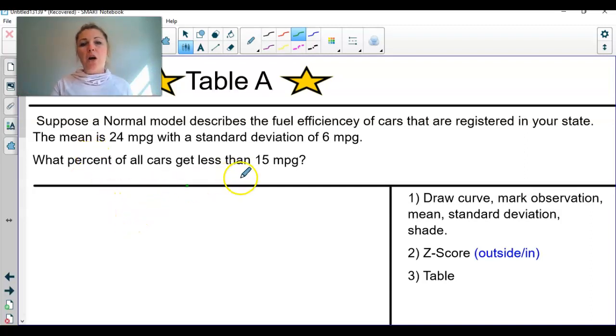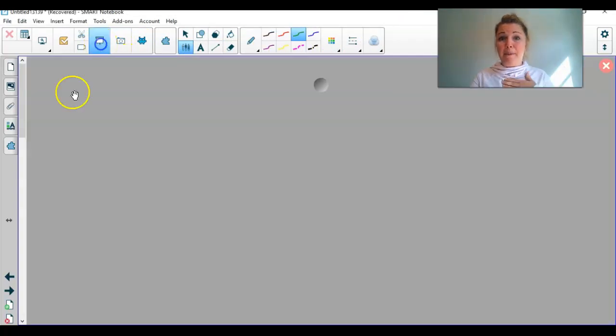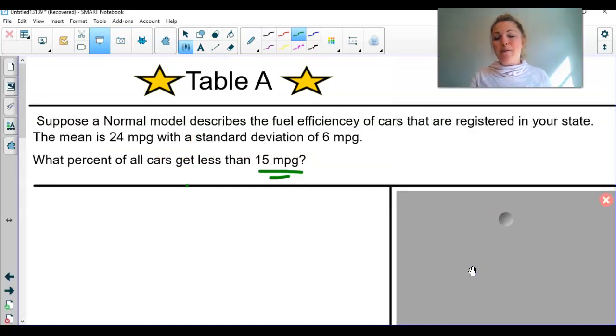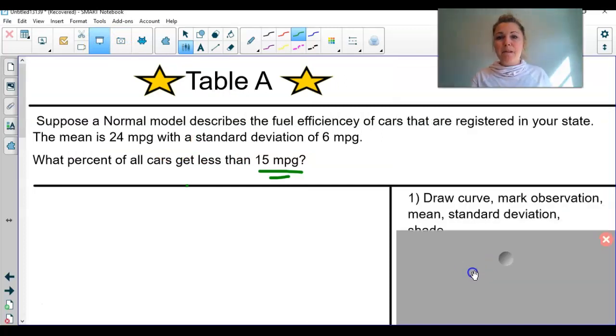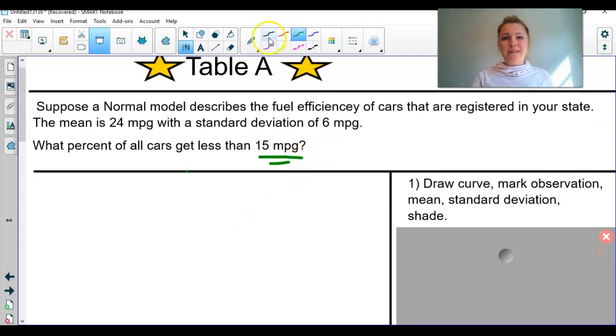What percent of all cars get less than 15 miles per gallon? When you see this, there is a certain step-by-step process that I do want you to follow. So if you're not taking notes yet, in my opinion, it's imperative to do that. And right now, while you're home distant learning, you'll be able to use those notes, okay? Step 1, when we're dealing with this, I want you to draw the curve. Mark your observation, your mean, your standard deviation, and shade. So what does that mean?